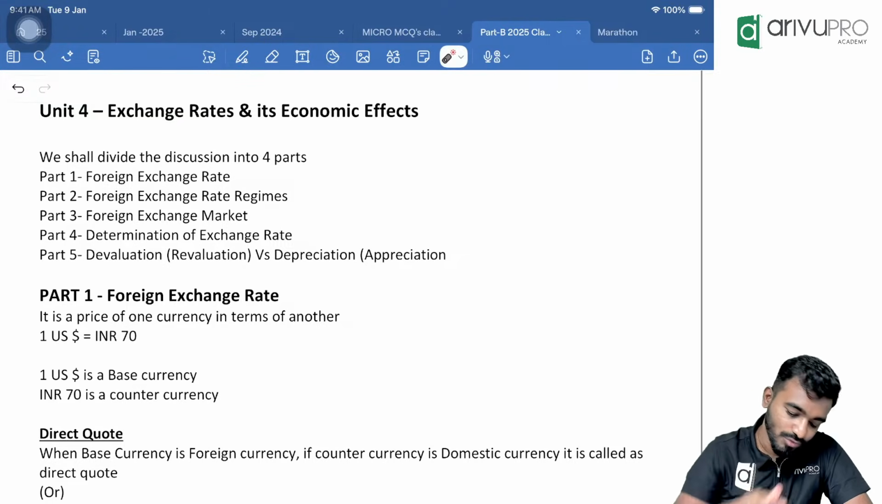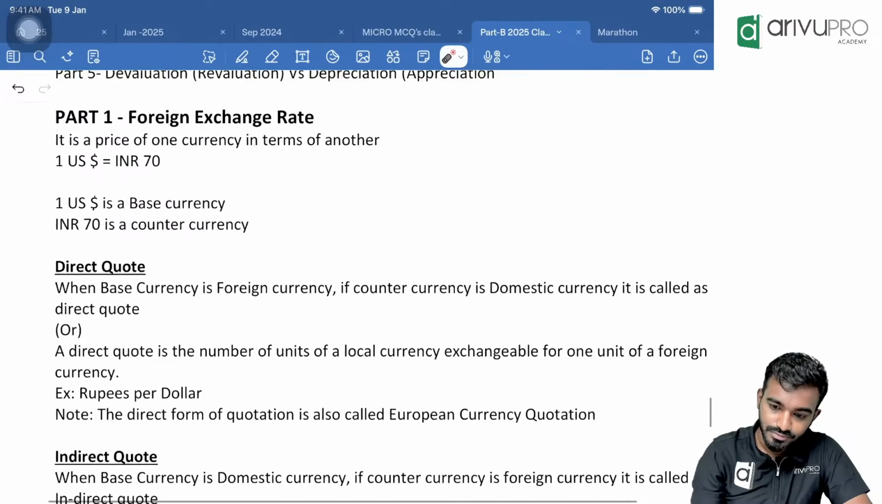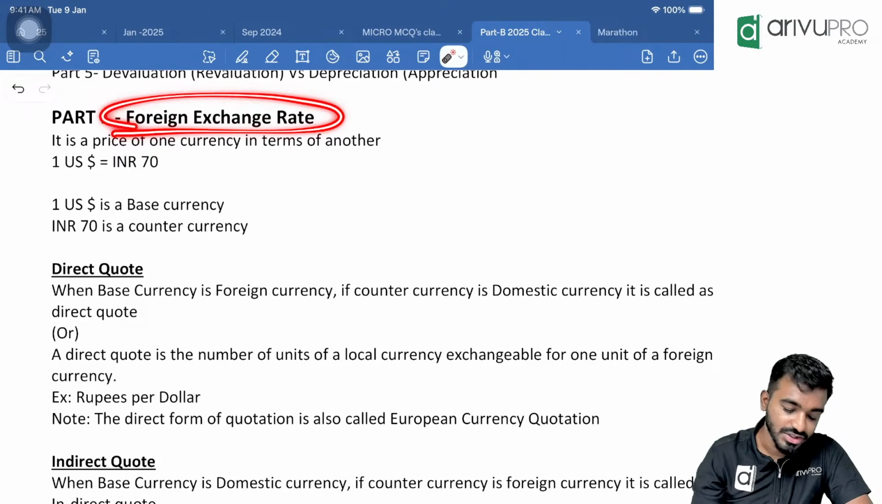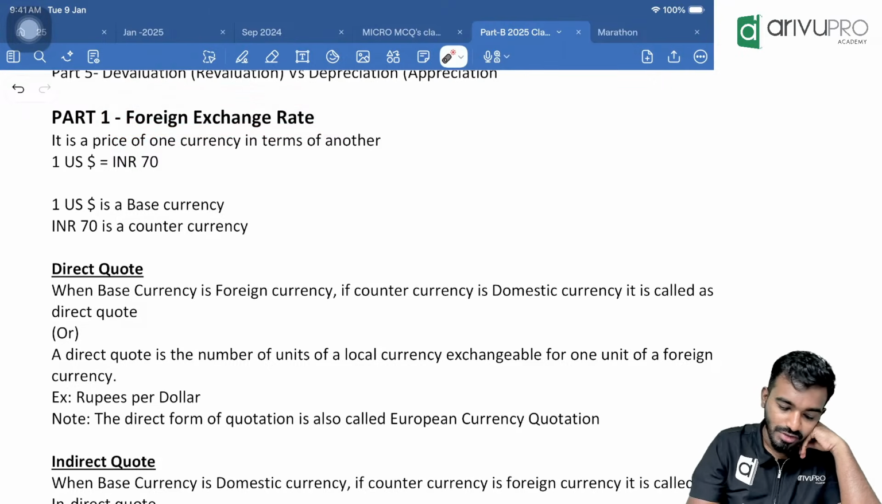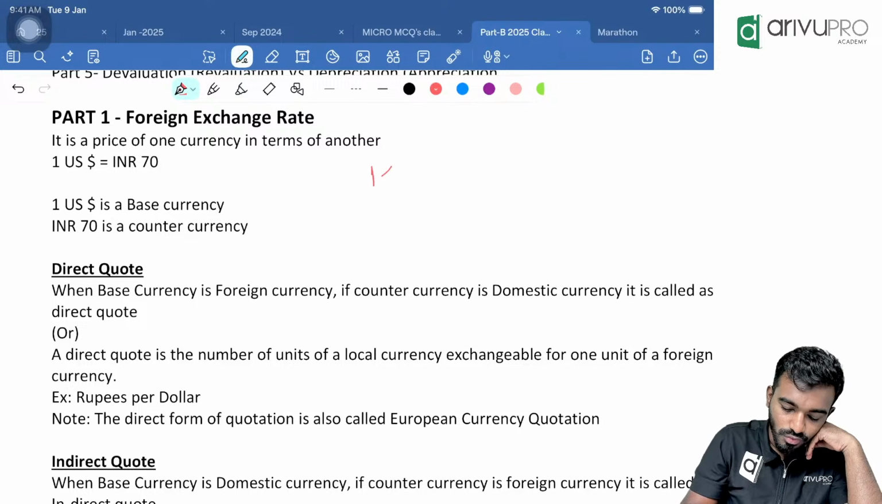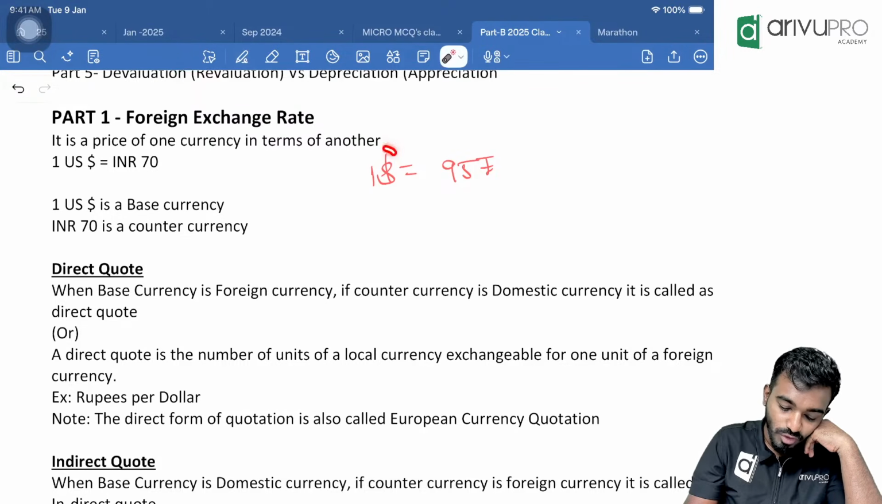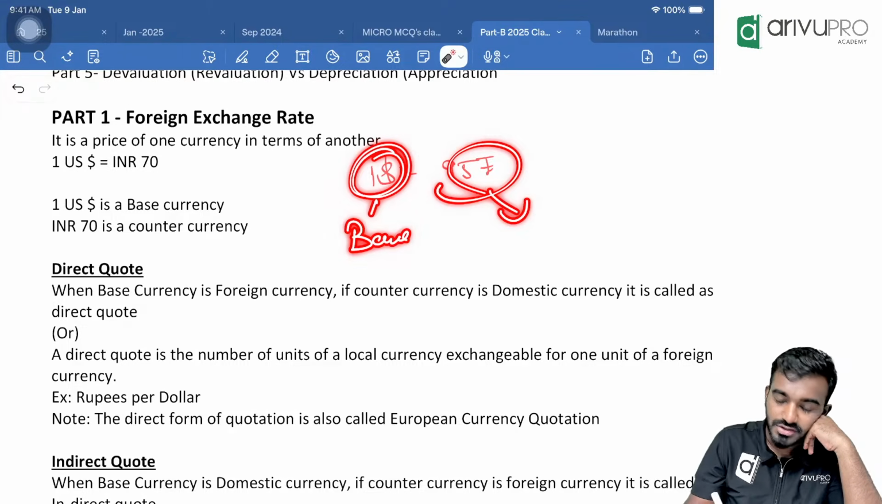First understand, what is the foreign exchange rate? It is the value of one nation's currency in terms of another nation's currency. For example, two currencies are involved: $1 equals 95 Indian rupees. I'm just taking a round figure; it is 96 today. The left side, what we write, is called the base currency, and the right side is called the counter currency.